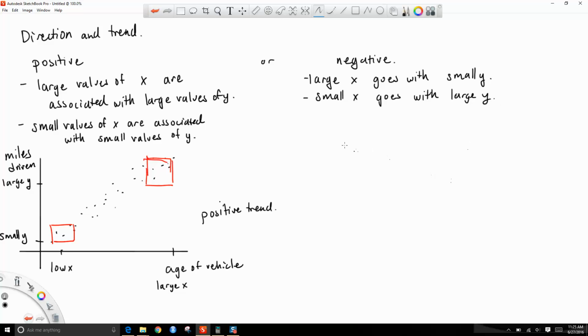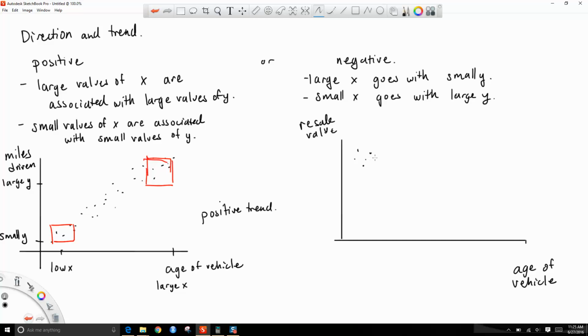Okay, so over here, instead, we can say something like age of vehicle on the x-axis, and then maybe resale value. Okay, and so what we'll see is a general trend where cars that get older and older, their resale value goes down. So over here you'll have large x, an old car, and its resale value will be low. Small y, okay? And over here we've got small x and large y.